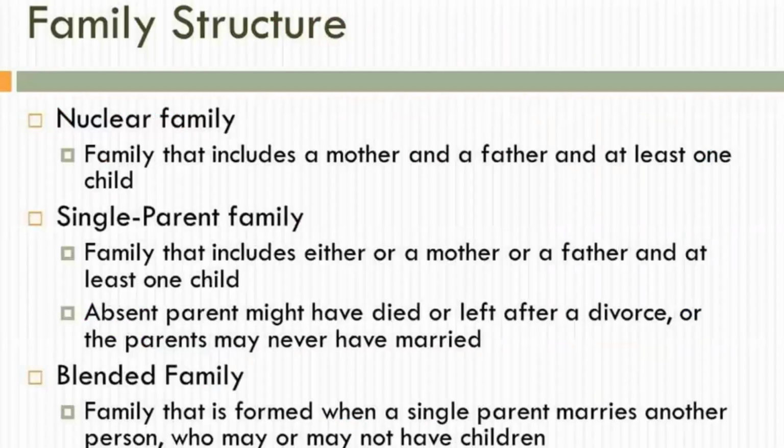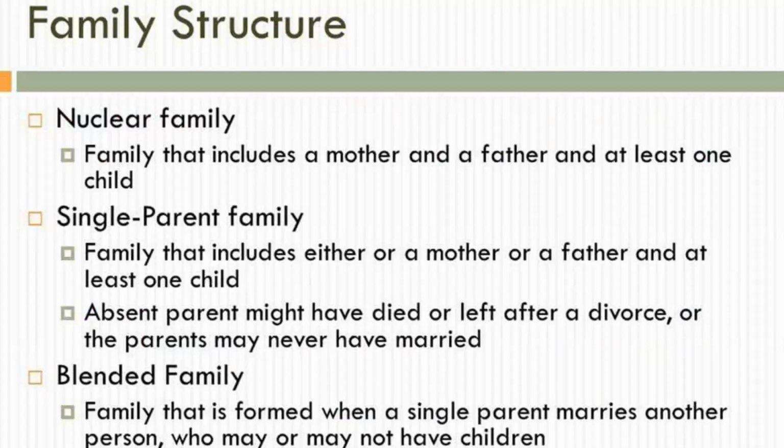Now, the first one that is kind of popular is the nuclear family. Your nuclear family is a family that includes a mother and a father and at least one child. So you have mom, you have dad, and you have a child or children. Anybody here belong to a nuclear family? As we go through, you can identify which family you are a part of.